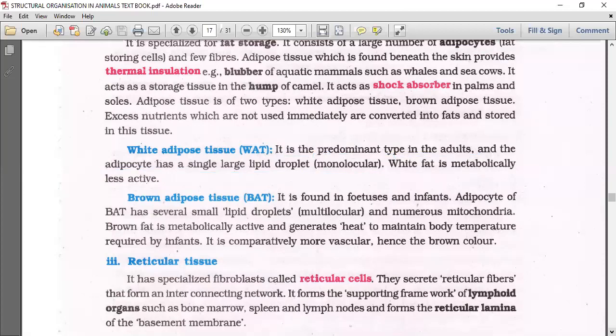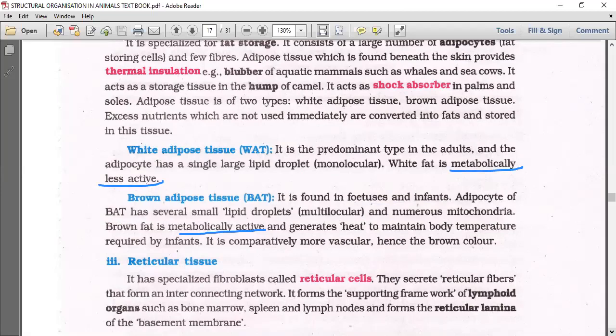Next, brown fat, brown adipose tissue. It is found in the fetuses and infants. The adipocyte of brown adipose tissue has several small lipid droplets, we call multilocular lipid droplets, and numerous mitochondria are present here. Then brown fat is metabolically active. See, white fat is metabolically less active. Brown fat is metabolically active.